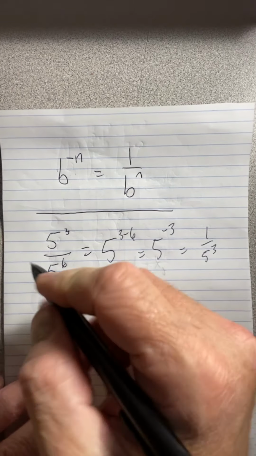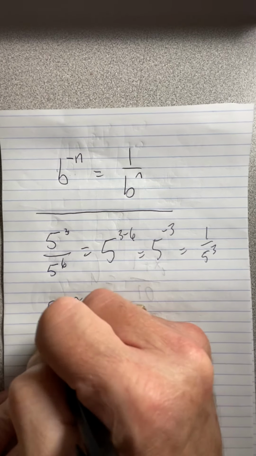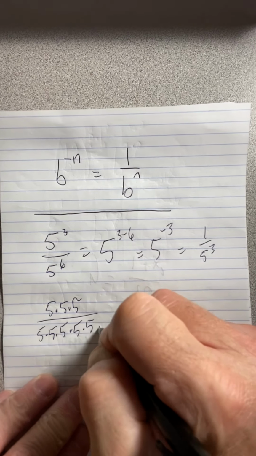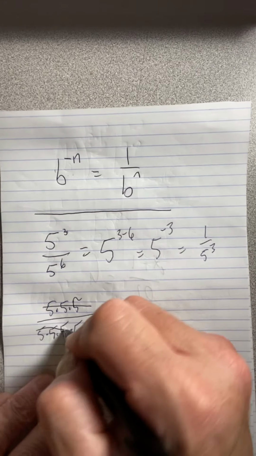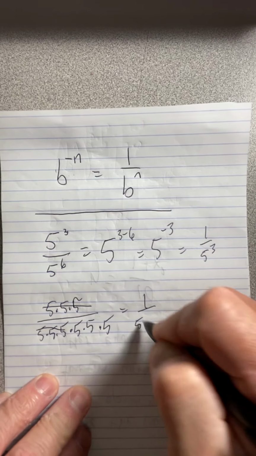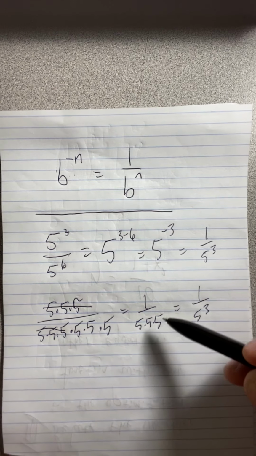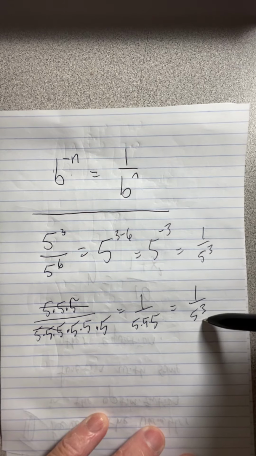But why is that? Well, think about it. I have 5 times 5 times 5 over 5 times 5 times 5 times 5 times 5 times 5. See, 6 of them. There's 4, 5, 6. Oh, well, these 3 5s cancel with those 3 5s, and it leaves me 1 over 5 times 5 times 5, which, of course, is 1 over 5 to the 3. So, of course, this should be 1 over 5 to the 3.